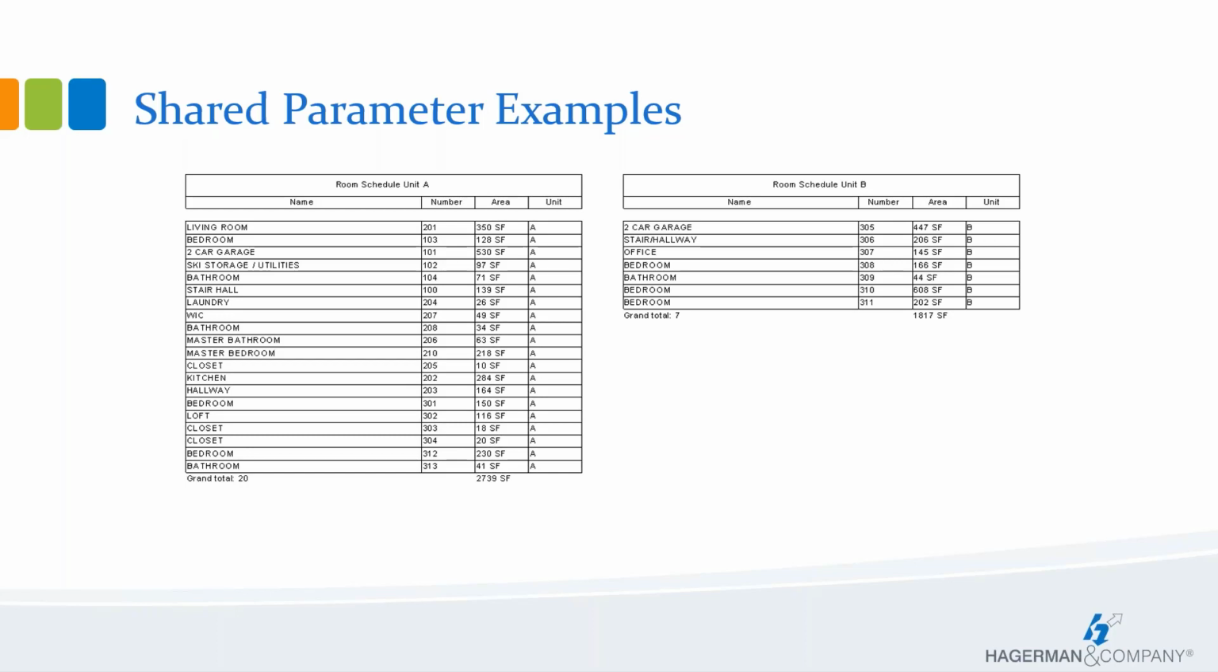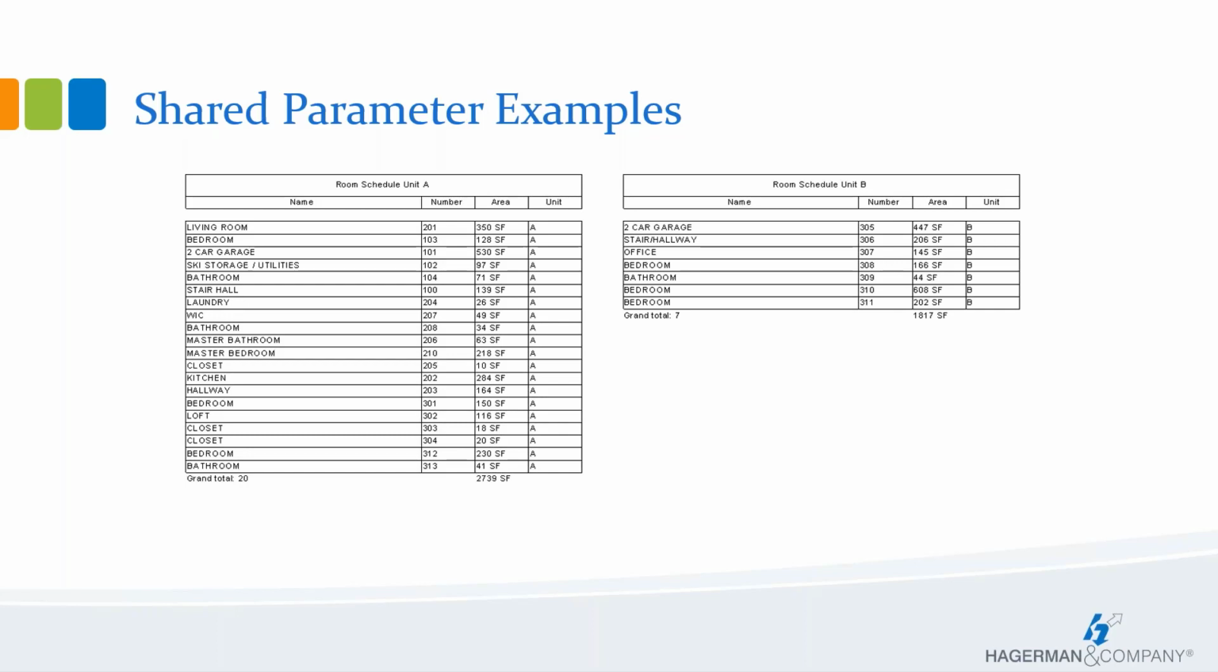Now, I should mention that this can be done a few different ways without shared parameters. For example, they could have added a prefix or a suffix to the room number and then added a filter for each schedule. Or you could use a parameter that is close to what you need.